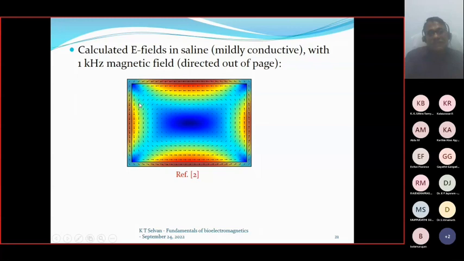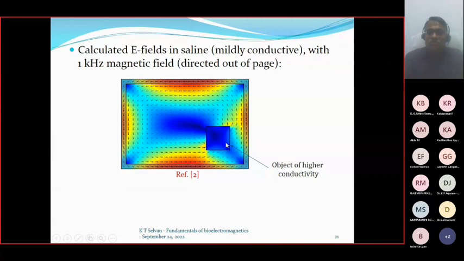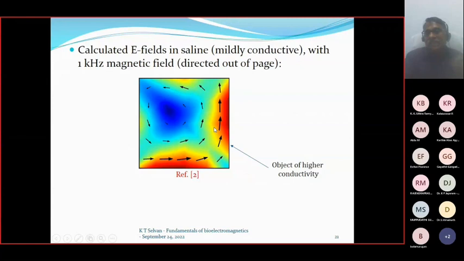And if I insert an object of higher conductivity, I mean higher than the mildly conductive saline, then the distribution is going to change, and especially the distribution will be different within this material. So let us blow this up and look at this. This is the object of higher conductivity. Please remember these arrows represent the electric field caused by the changing 1 kilohertz magnetic field, which is directed out of page.